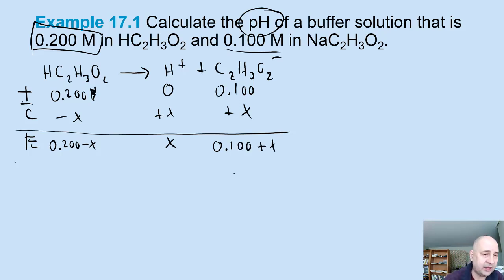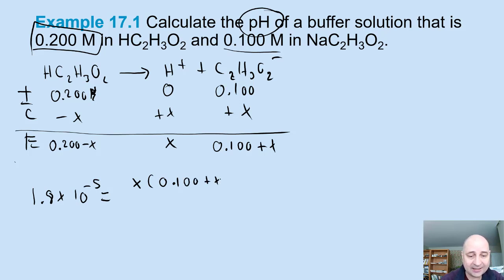I plug that into my equilibrium expression. 1.8 times 10 to the minus 5 equals x times 0.100 plus x, divided by 0.200 minus x. We're going to assume that x is very small. This is only going to shift a tad to the right. It's a weak acid with a small equilibrium constant.